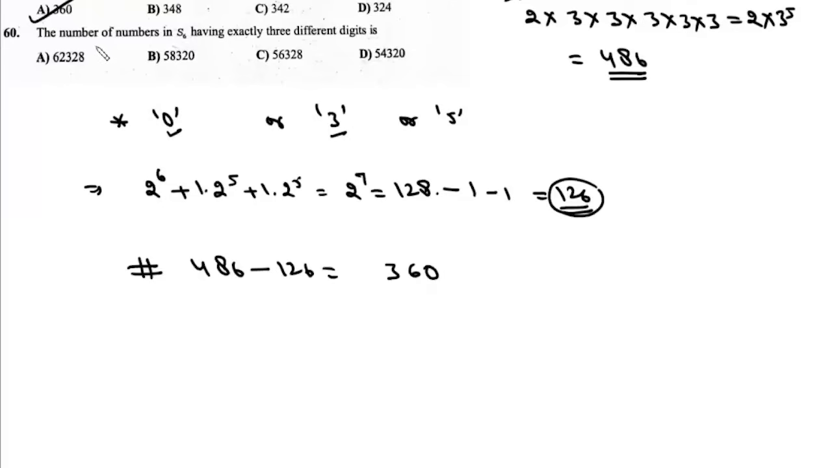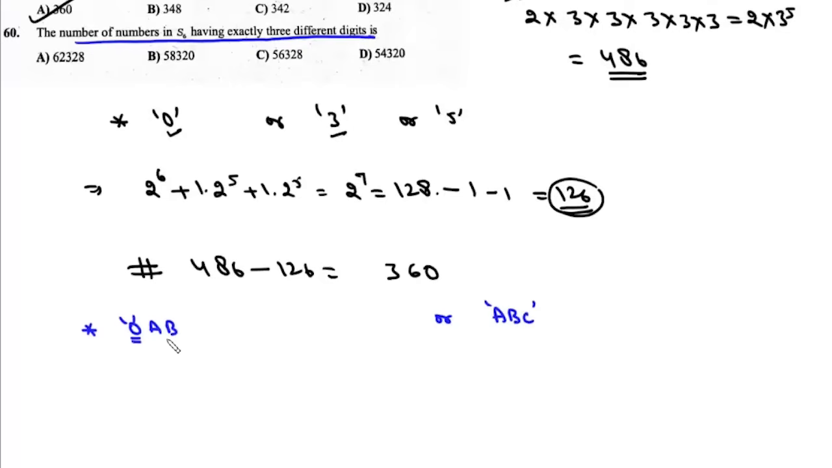Now the next question is the number of numbers in S6 having exactly 3 different digits. Now these 3 different digits may include 0. So it could be 0 and then any 2 digits A and B, or it can be all 3 non-zero digits A, B and C.